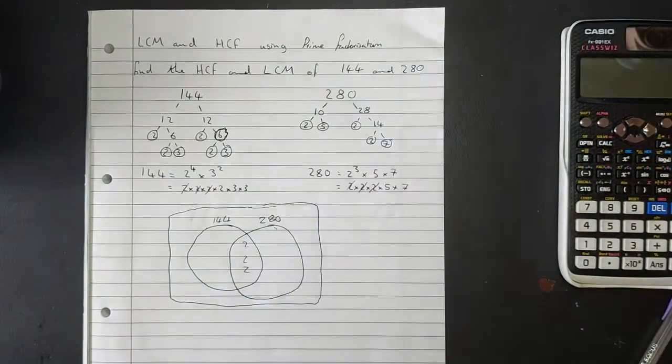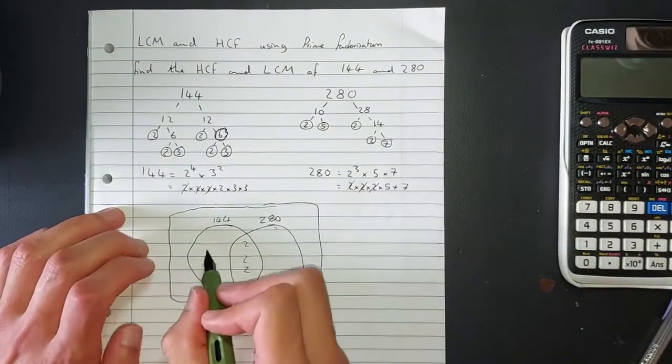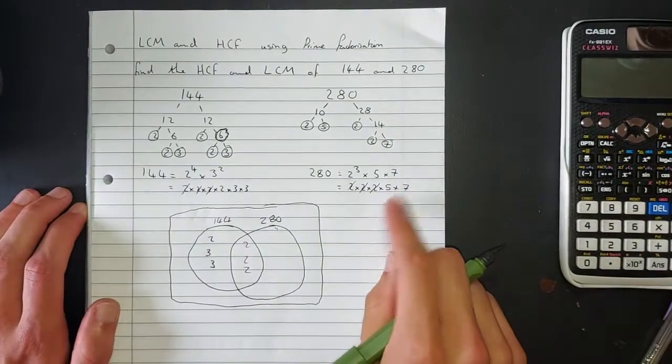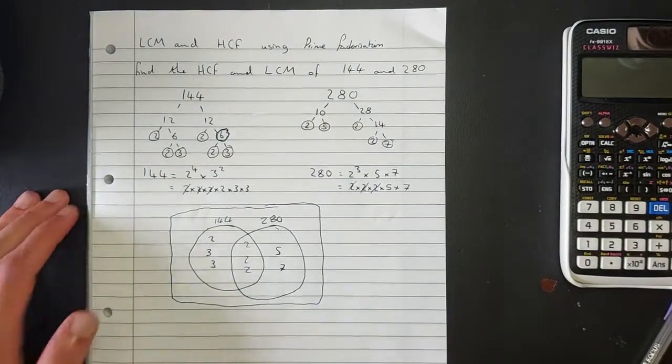Right, so the rest of the prime factors of 144 go in this area here. So we're left with 2, a 3, and a 3. And then the rest of these, so that's 5 and 7, go in this one here. So that's 5 and 7.